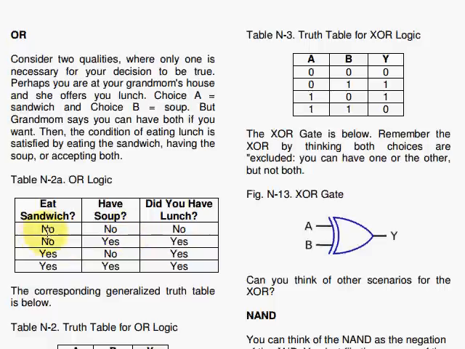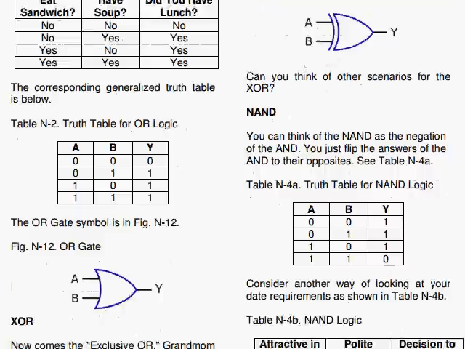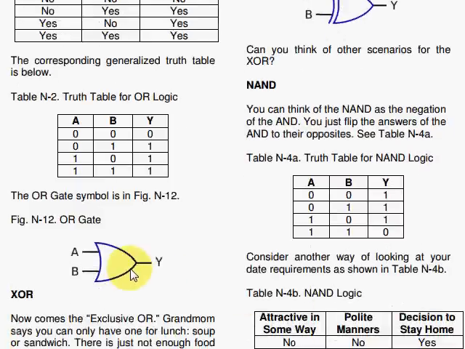Well, no, no, no, yes, yes, no, yes, yes. These are all the possibilities. And here you can see you have lunch if you eat the sandwich or have the soup or do both. So it's a 0 and all ones for the logic. Think of this as OR giving you the hint as to what to do. Either of these need to be true and we're good. We're good to go. Now, the symbol for the OR is this gate here.